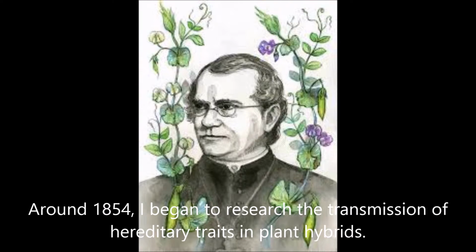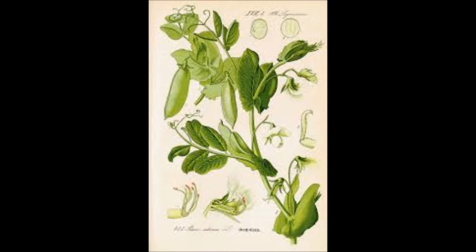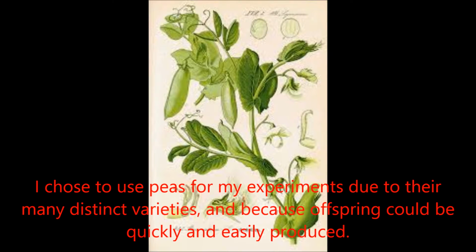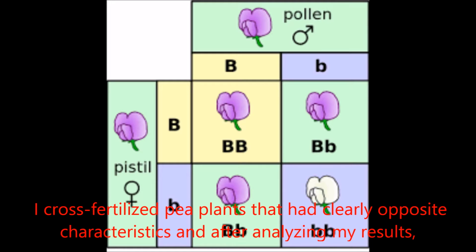Around 1854, I began to research the transmission of hereditary traits in plant hybrids. The results of such research were often secured by the relatively short period of time during which the experiments were conducted. I chose to use peas for my experiments due to their many distinct varieties and because offspring could be quickly and easily produced. I cross-fertilized pea plants that had really opposite characteristics, and after analyzing my results, I got my 2 important conclusions.